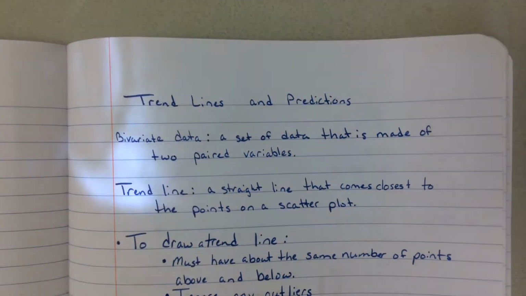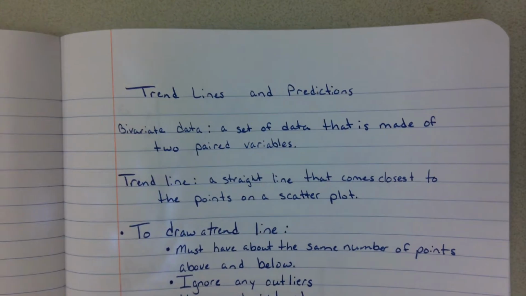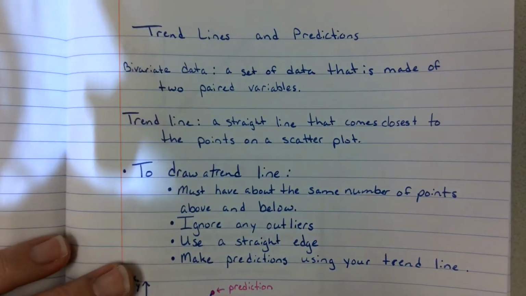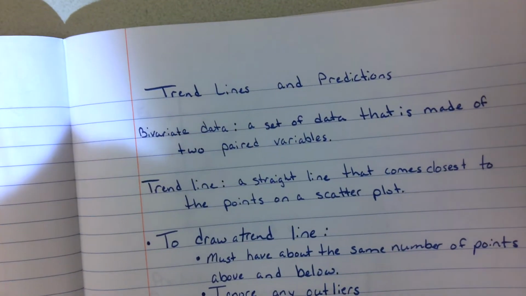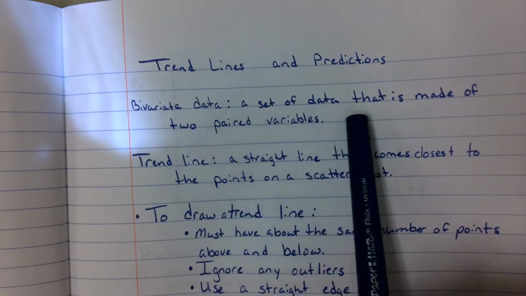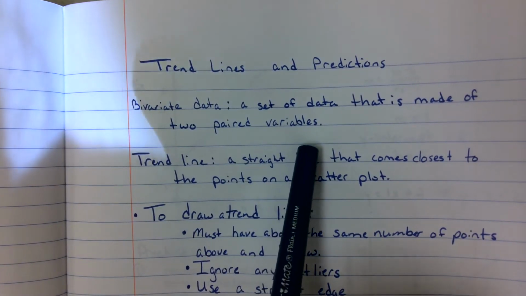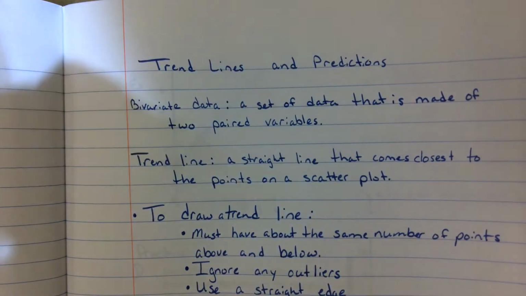All right, we are going to look at trend lines and predictions with scatter plots. There's one vocabulary word that I have on here that I'm going to go over just because you may see it and I want you to know what it is. Bivariate data is a set of data that is made of two paired variables. So that's pretty much what we've been working with, our x's and y's, right?